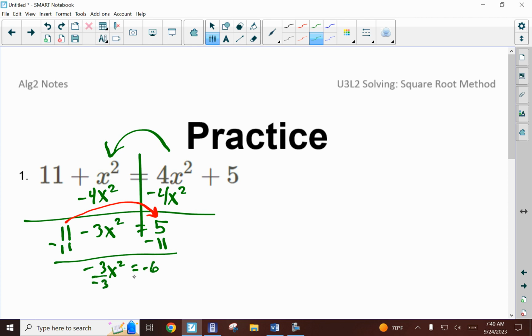Then I have to divide by negative 3 on both sides. So that gives us x squared equals 2. So we square root and square root. So that means that x is equal to plus or minus square root 2.